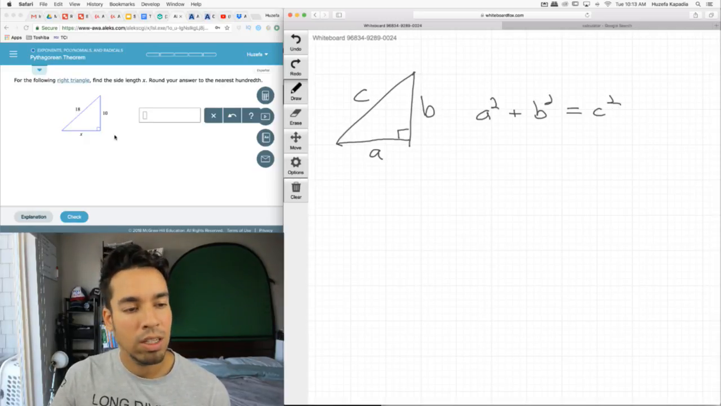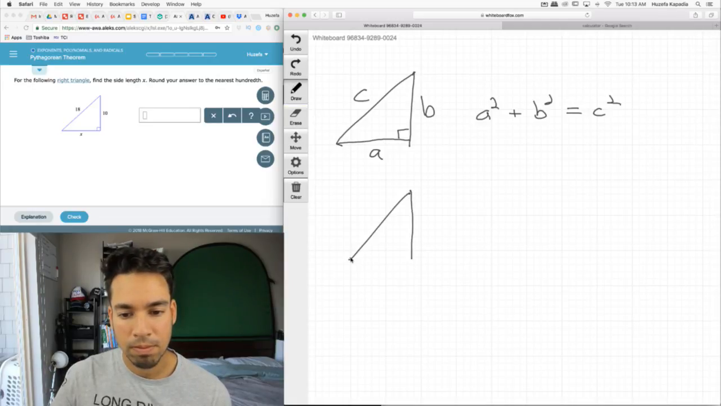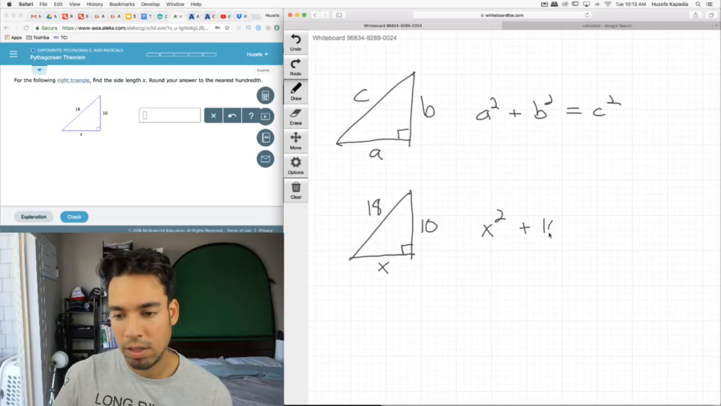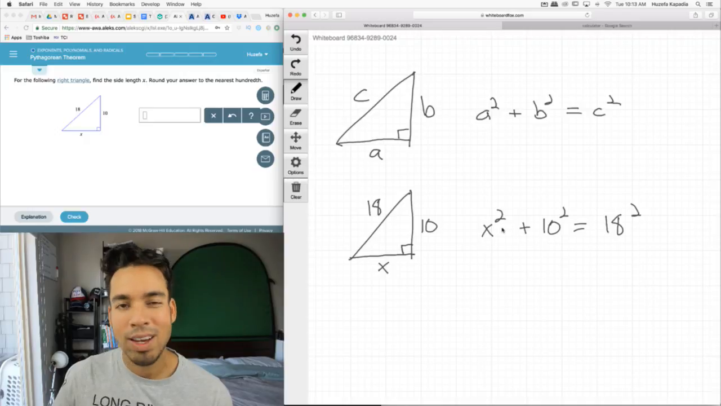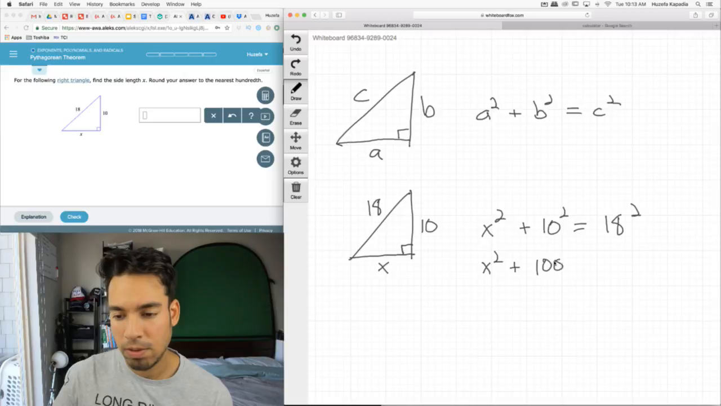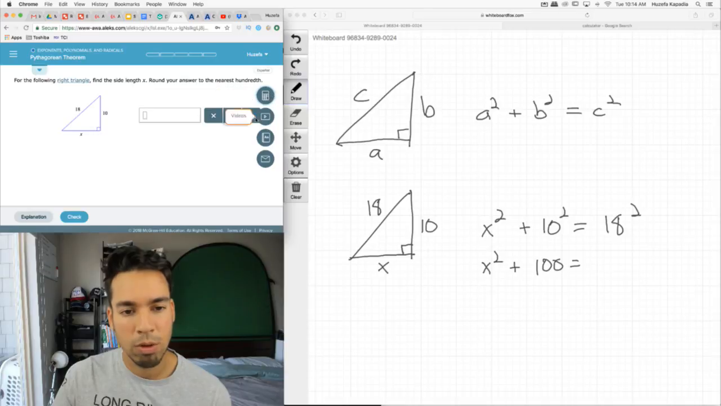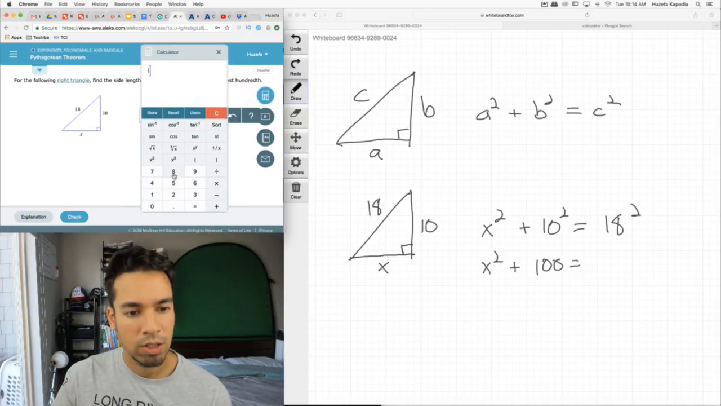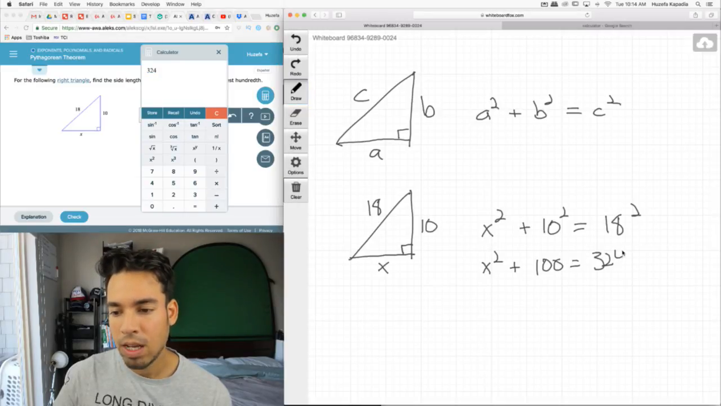It's a beautiful theorem. So now let's look at this triangle here. And we've got x, 10, and 18. So by this logic, we can say that x squared plus 10 squared equals 18 squared. Okay, so now what we got to do is solve for x. So x squared is just x squared. 10 squared is 100. 18 squared is, I want to say 324, but I can't remember if that's correct. So let's double check because we got a calculator. Yeah, it's 324.